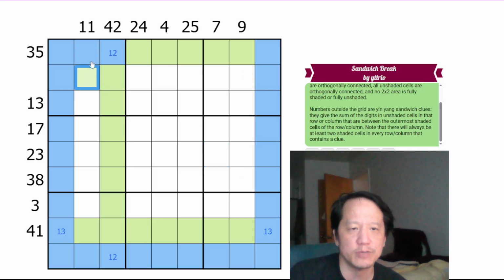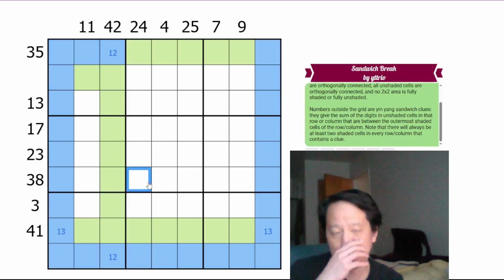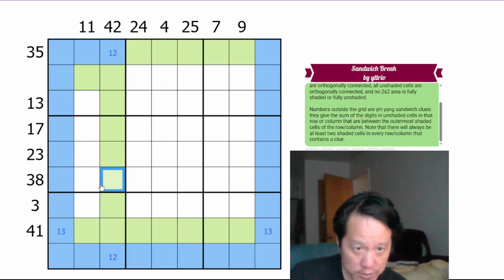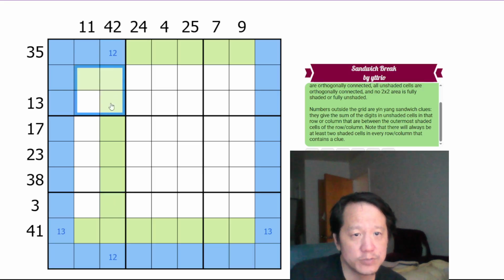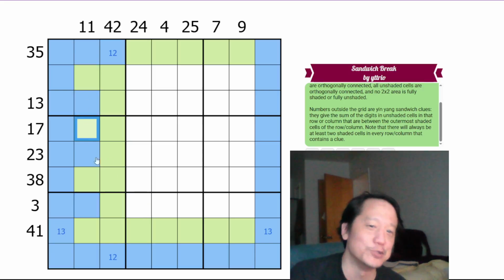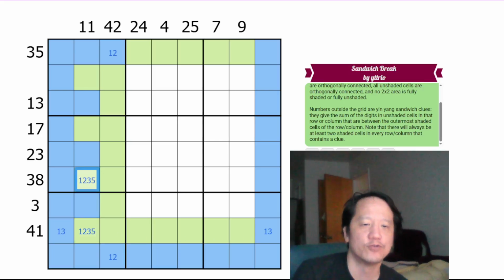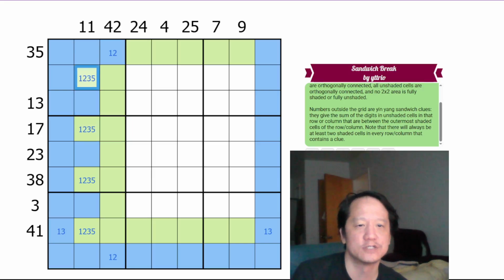This has to be green because of the 2x2 area around it. These add up to 11 in the unshaded cells. This is 2x2, that's all green, so this must be blue. This is 2x2 cell, that's all blue, so this must be green. 2x2 area, that's all green, so this must be blue. Same with that, green and blue. So these must add up to 11 with 4 unique digits: 1, 2, 3, and 5.